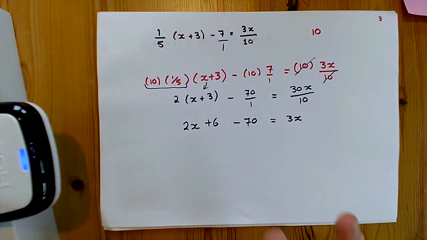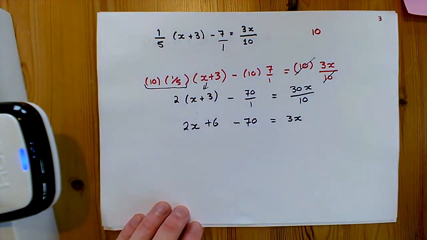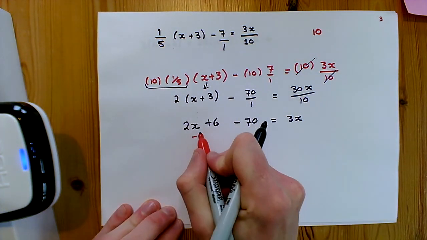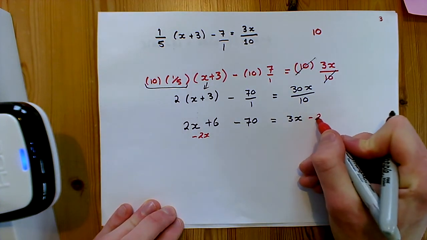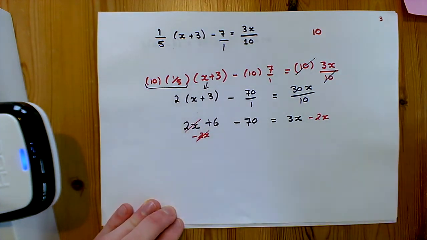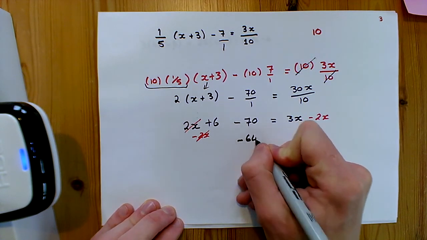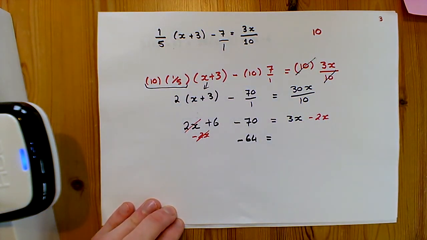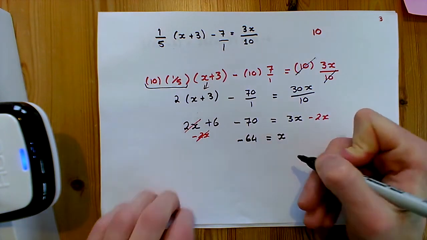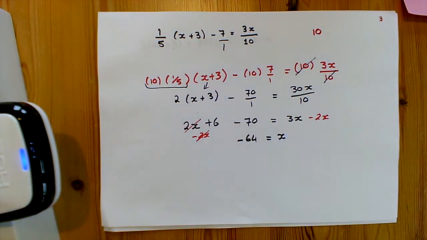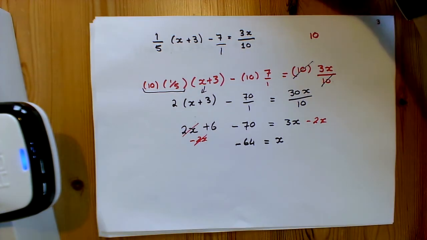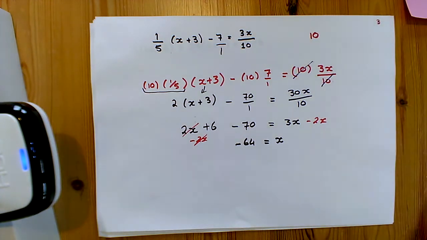Now it's a case of tidying up. We would like our variables on one side, our constants on the other. So that means I'm going to subtract 2x from both sides. So minus 2x, minus 2x. These two cancel. I have plus 6 and minus 70. Well, that would give me minus 64. 3x, take away 2x, well, that just gives me 1x, or just x. So here we have found that x is equal to minus 64. And that is our final solution to this part here.